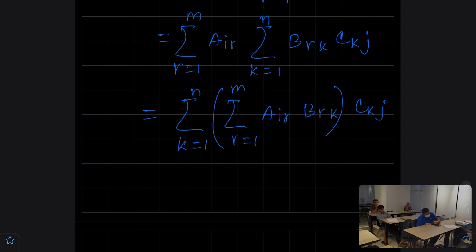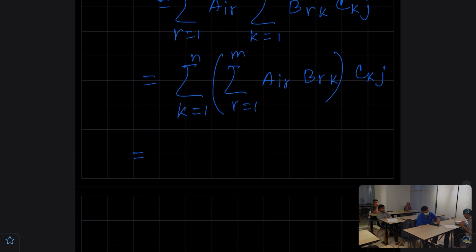AIR, BRK, CKJ are all entries from the underlying field. And you can group them whatever way you want, right? How can you do that? It follows from one property of a field, which is what? Associative. Very good. Associative. That allows you to do that, right? So here we invoke the associativity property of a field. Also, this is a finite summation, r equals 1 to m. That means there is no issue with the convergence.